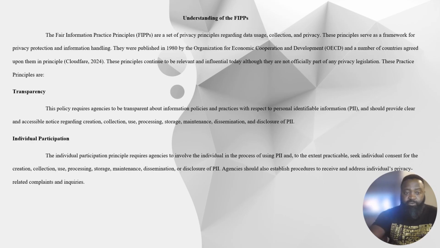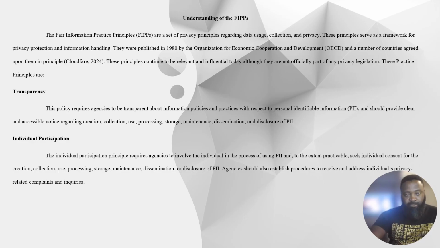So the next policy is individual participation. So this is a very good one. The individual participation policy requires agencies to involve the individual in the process of using PII, and to the extent practicable, seek individual consent for the creation, collection, use, processing, storage, maintenance, dissemination, or disclosure of PII. Agencies should also establish procedures to receive and address individuals' privacy-related complaints and inquiries. So it requires the agency to involve the individual in the processes of obtaining and the usage of PII.